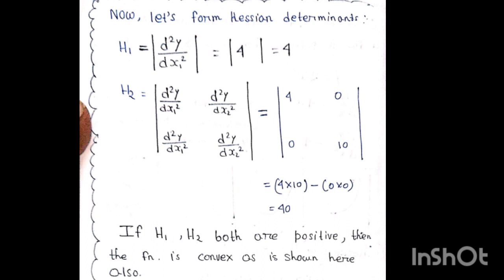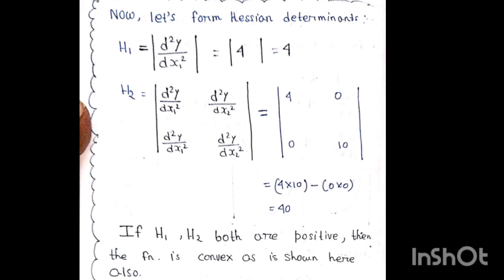The second Hessian determinant, h2, will contain 4 elements or 4 terms. What are the 4 terms? They are d square y by dx1 square, d square y by dx2 square, d square y by dx1 square, and d square y by dx2 square. If we put in all the values of the terms, the determinant is obtained in the form of 4 0 0 10. By solving the determinant, we get the value of 40.